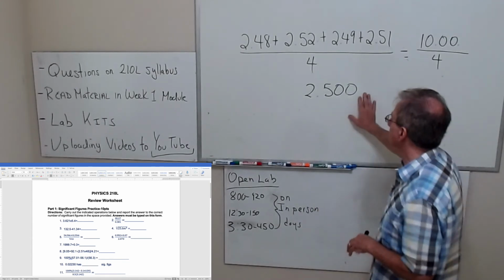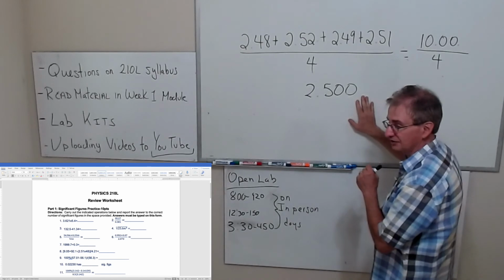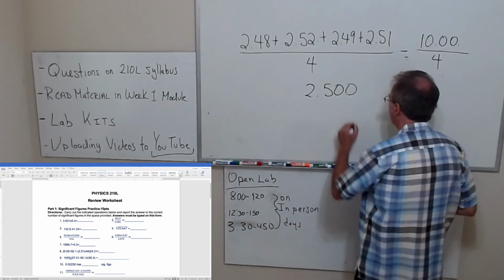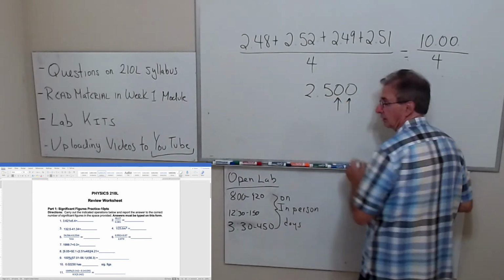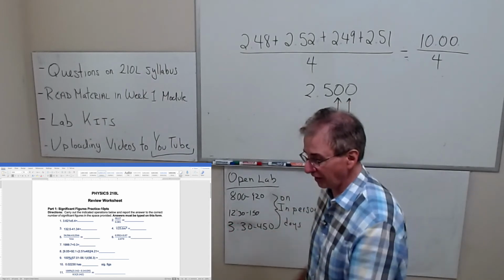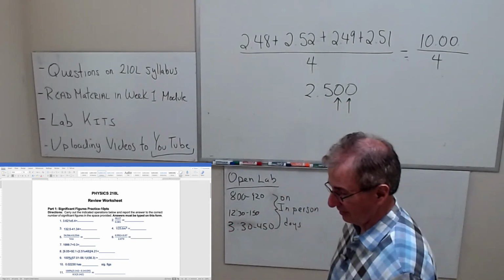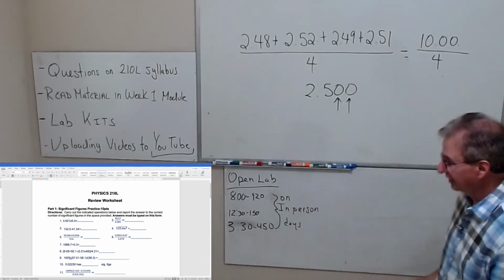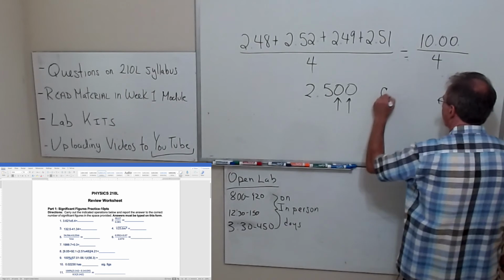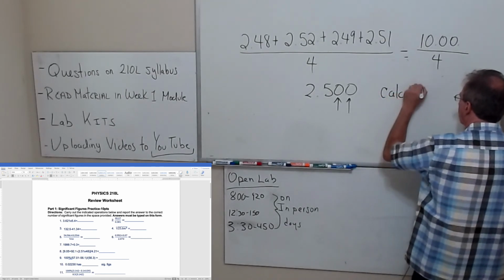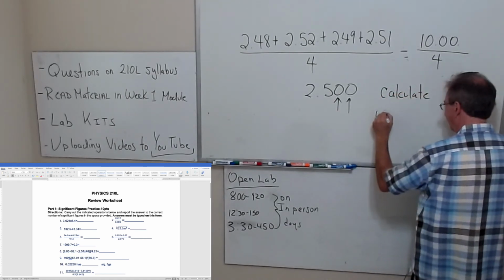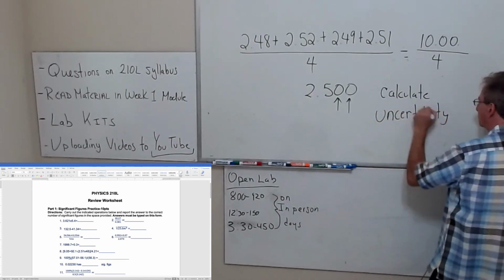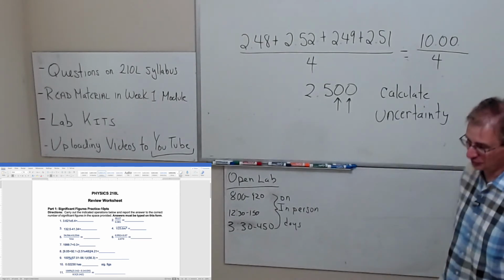So that's why I'm following the rules for sig figs strictly here. But really, what's the better way of determining whether I stay here or here? What's the better way? You learned it in 205. What do you calculate? Calculate the uncertainty? Yes. This is based on the theory of errors. This is rigorous. This is what always will work.